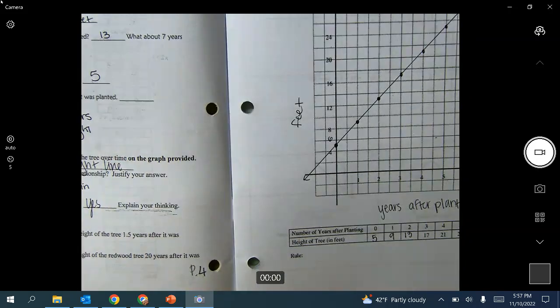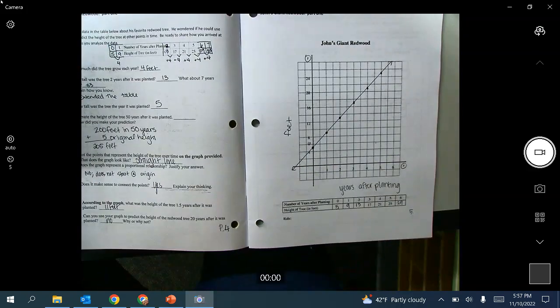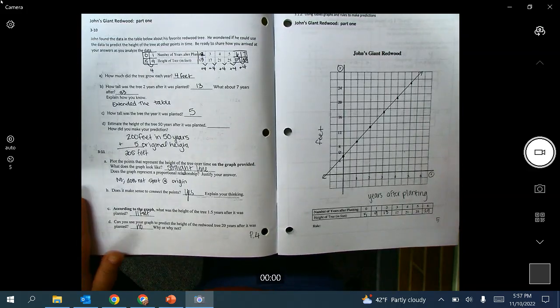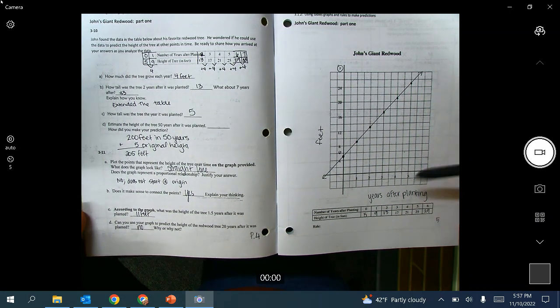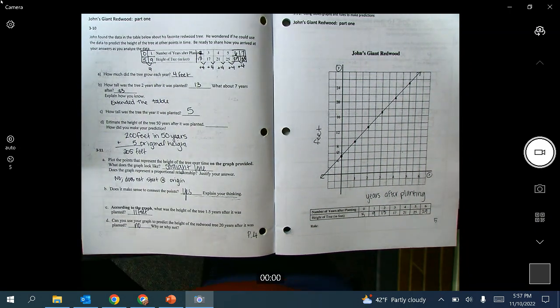All right, and then that is all we're going to be doing with John's giant redwood for right now. Later down the line, a little bit, we're going to practice using this rule to write an actual equation that represents this relationship. Okay, so stay tuned for that and have a good day.